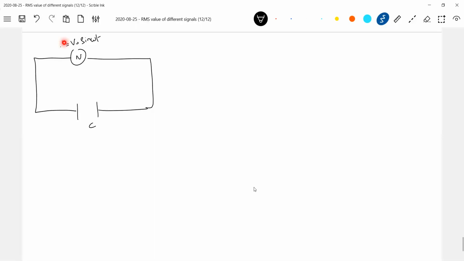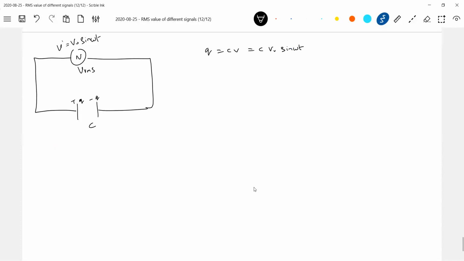So instead of E, let me write V only. What is the RMS value of this signal? It will be V_RMS. Then at any instant of time, let the charge be Q. So what should Q be equal to? Q should be equal to C into V. What is V? V naught sine omega t.